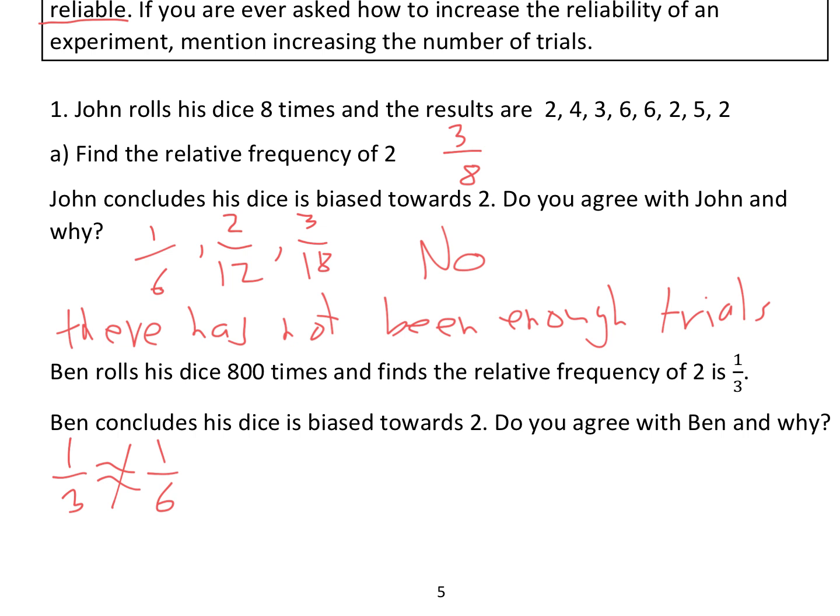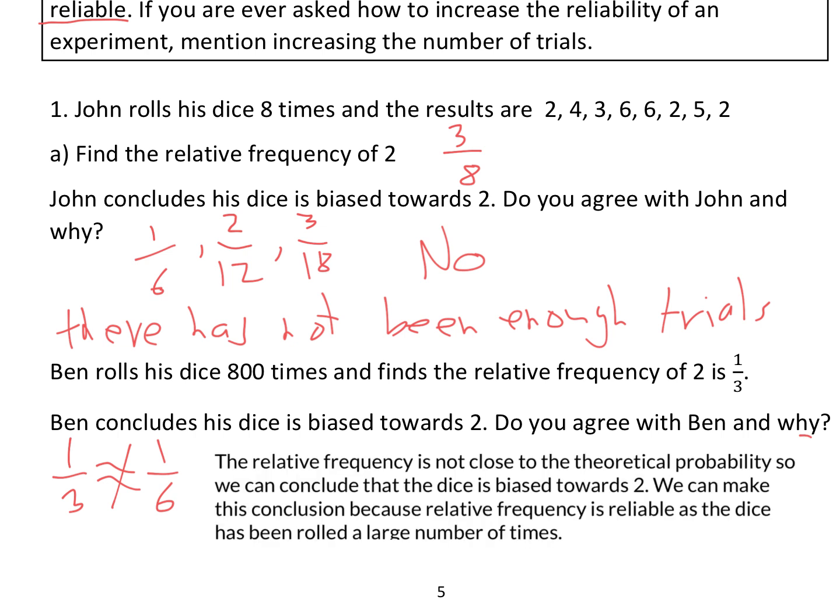So we would agree with Ben. And we could also say we agree with Ben because his results are reliable, because he's rolled the dice 800 times, which is a large number of trials. I'll just pause the video and write that. And to summarise then, the relative frequency is not close to the theoretical probability, so we can conclude that the dice is biased towards 2. We can make this conclusion because relative frequency is reliable as the dice has been rolled a large number of times.